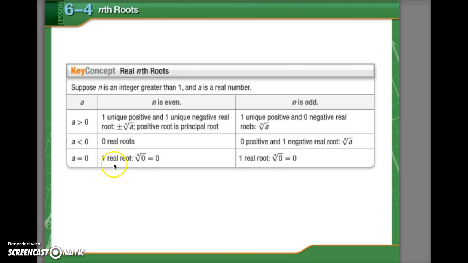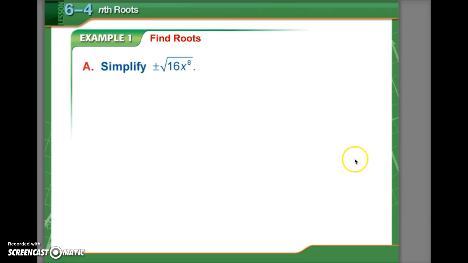If a equals 0, there is one real root. If n is odd, so we're doing an odd root like the third root or the fifth root or the seventh root, etc. If a is bigger than 0, if we're doing a positive number inside the root, we'll have one positive and no negative roots. No positive and one negative root if a is less than 0, because a is a negative number. And if a is 0, and we're doing an odd root, there's one real root. And again, I know all of this is confusing if you just look at a table, but it'll make more sense when we look at examples.